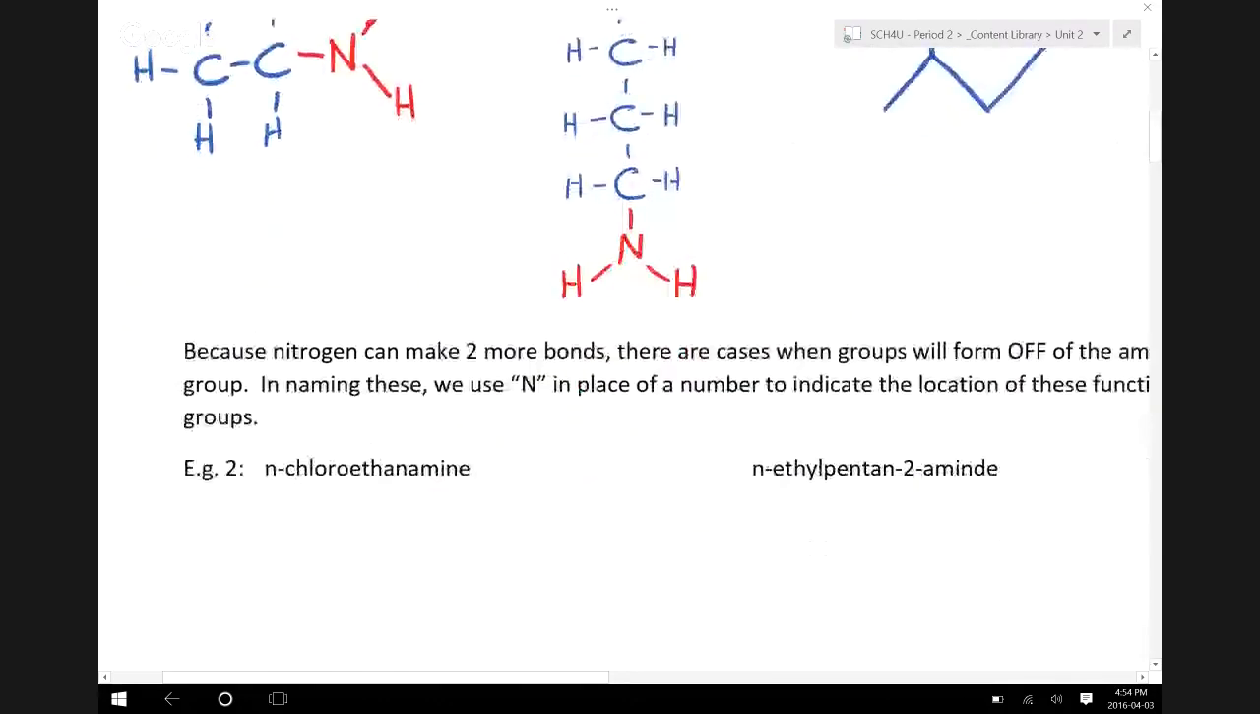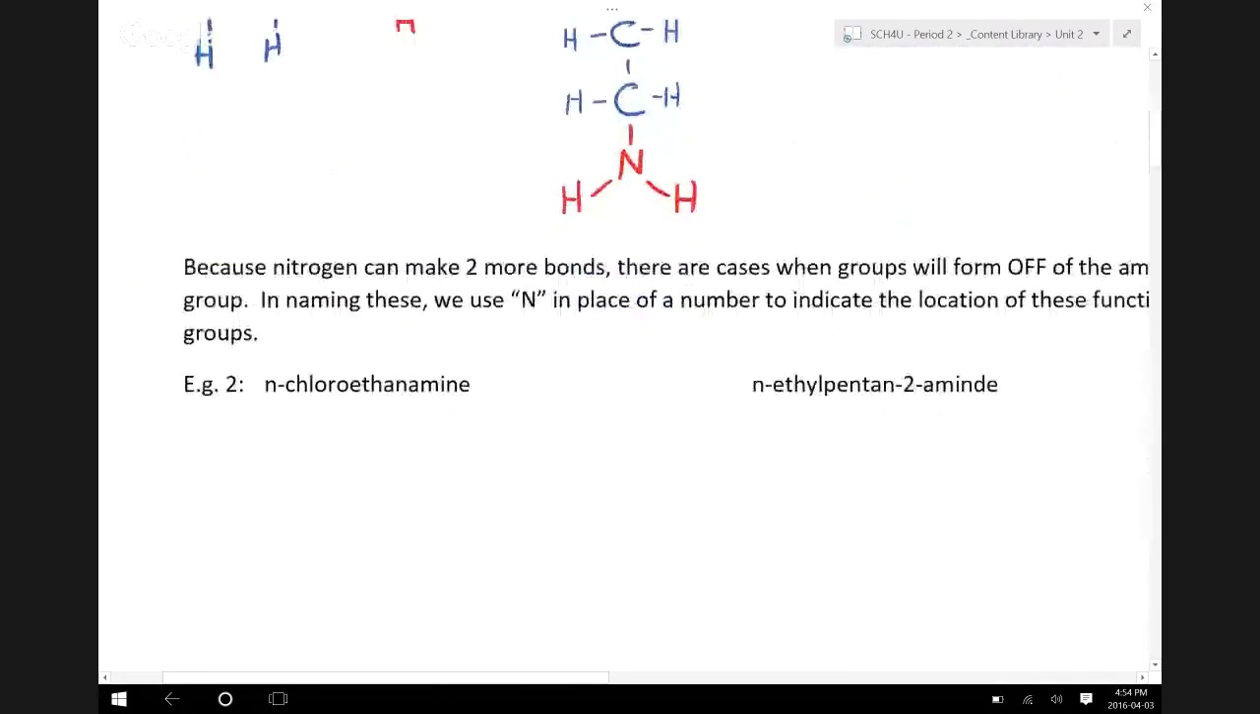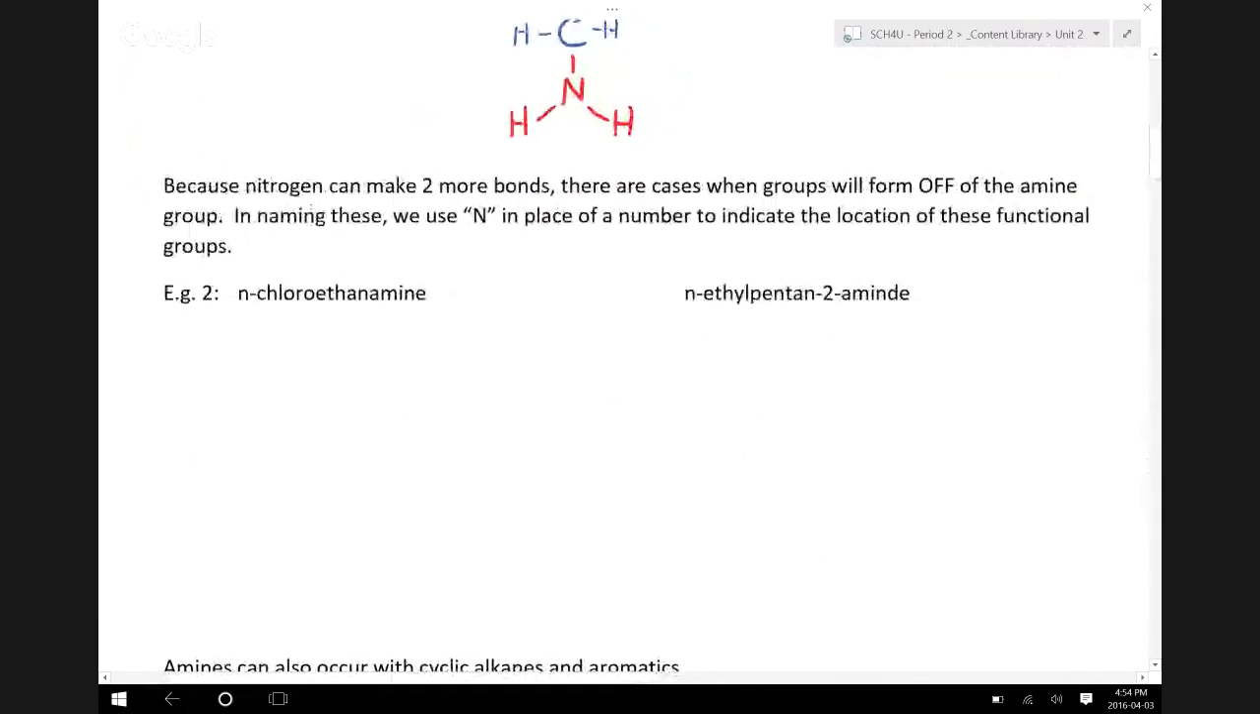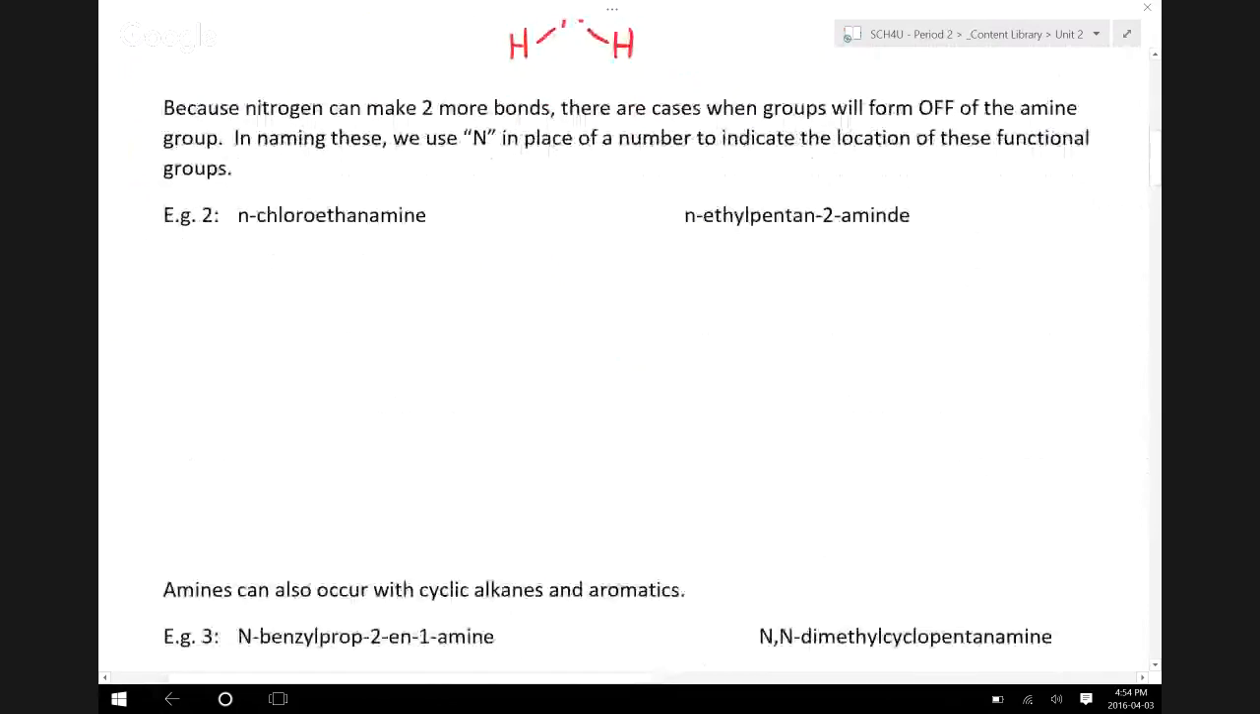But one of the things that makes amines a little bit more troublesome, not troublesome, just one of the things that makes them interesting, is that nitrogen can make 2 more bonds. Nitrogen makes 3 bonds total. And so there will be cases where groups will form off of the amine group. So the nitrogen itself could have things other than hydrogen coming off of that. In that case, we name those things by using an N. So normally we would say like 3-bromo to tell us that the bromine is on carbon 3. Well, if we say N-bromo, then that indicates to us that the bromine would be found on the nitrogen.